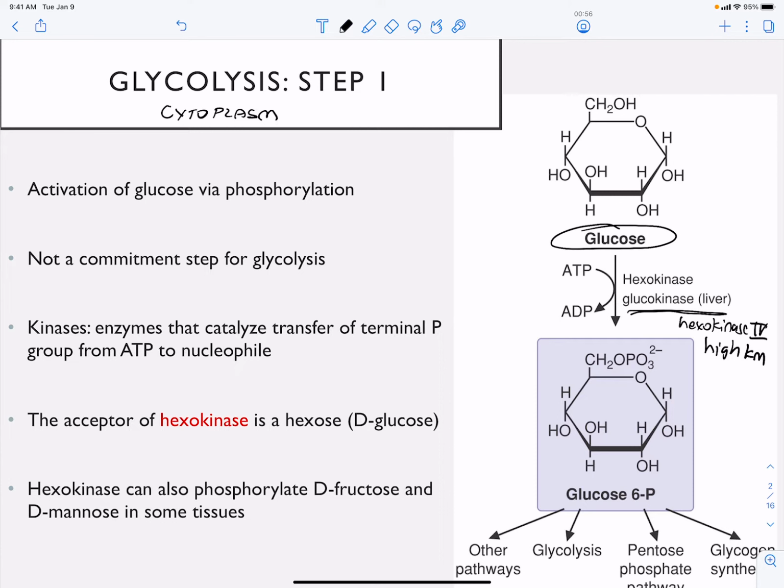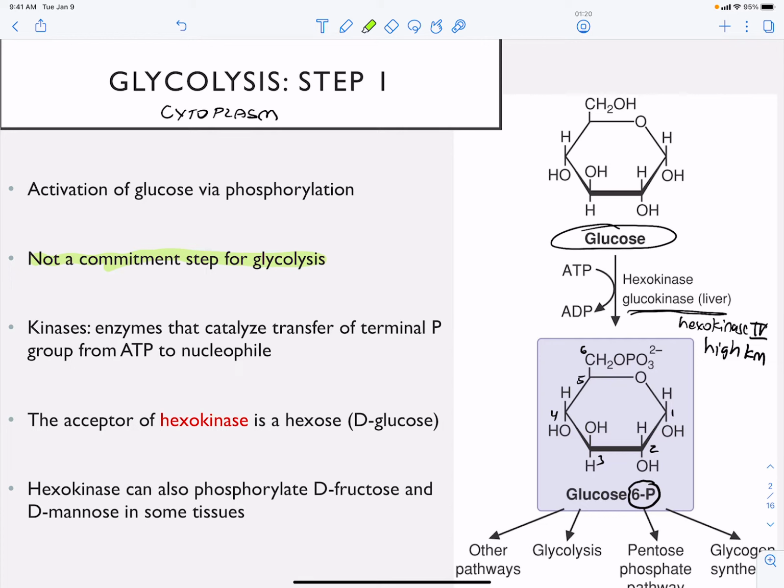So again, on your glucose, that number 6 carbon is going to be phosphorylated. So our anomeric carbon is number 1. And our carbon outside of the ring is carbon 6, and that's what gets phosphorylated. Now, importantly, this is not a commitment step for glycolysis, but it is a step where the cell has to do something now with this glucose.